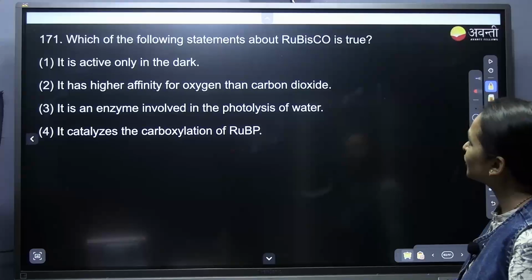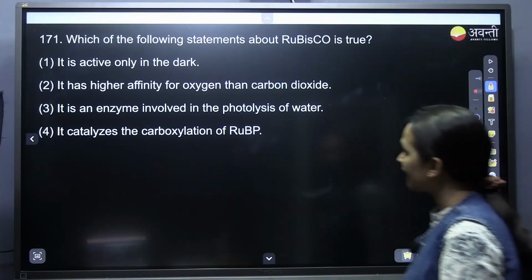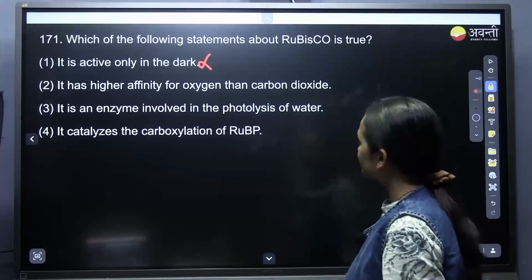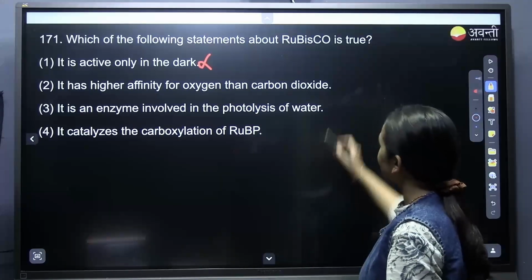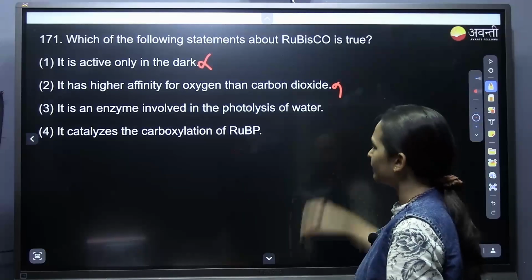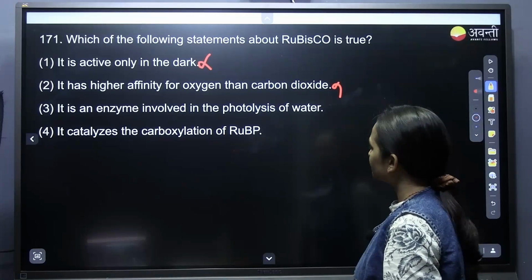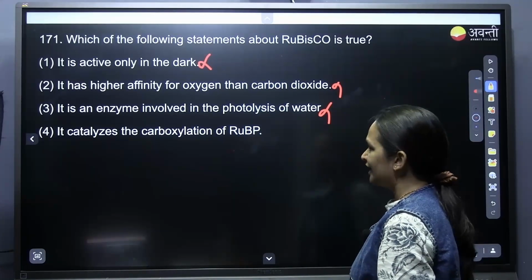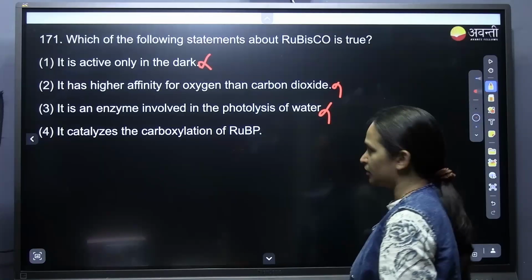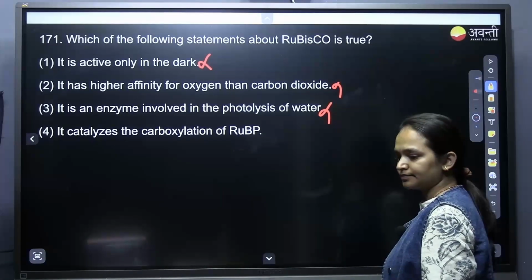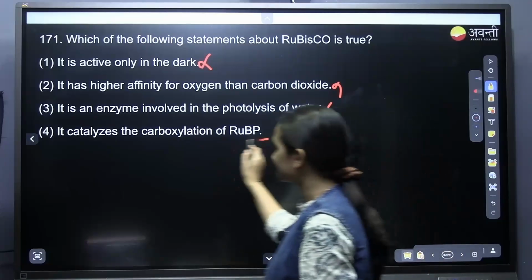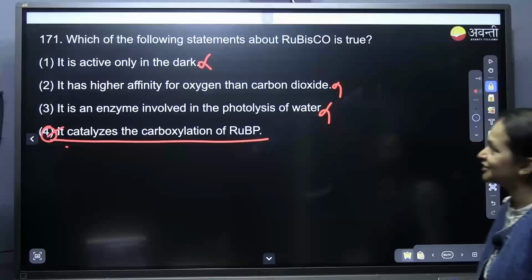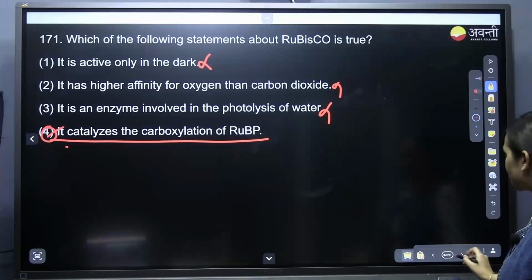Which of the following statements about Rubisco is true? It is active only in the dark. No. It has higher affinity for oxygen than carbon dioxide. No, it has higher affinity to carbon dioxide. It is an enzyme involved in the photolysis of water. No. It catalyzes the carboxylation of RuBP. Four is correct.